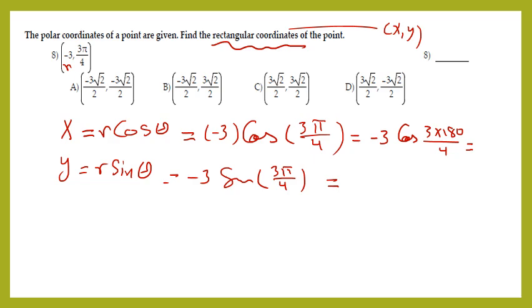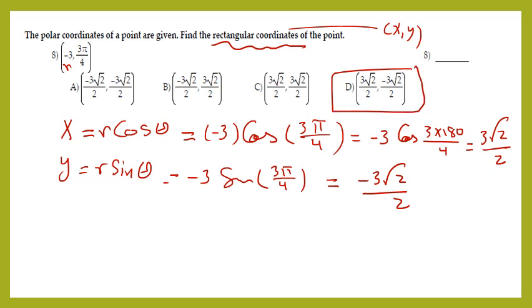So x is negative 3 multiplied by cosine of 3 times 180 over 4, because I'm working with degrees on my calculator, which is equal to 3 root 2 over 2. And y is negative 3 multiplied by sine of 3 multiplied by 180 over 4, which is negative 3 root 2 over 2. So the right answer is D. The right answer is D.